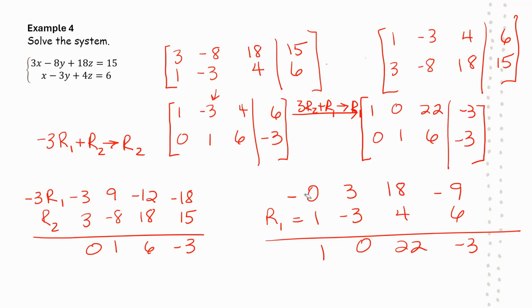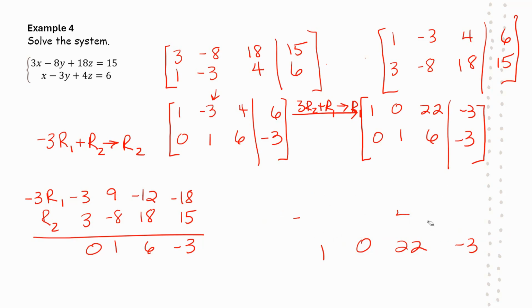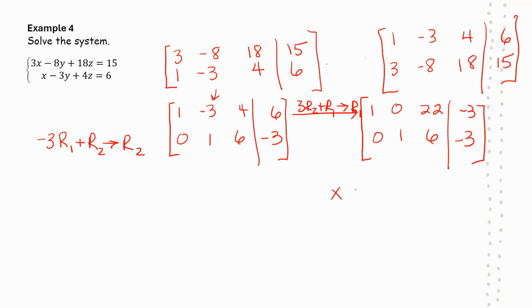So that's really about as far as we can go with that one. If we go ahead and write the equations that we end up with, we've got x plus 22z equals -3, and we have y plus 6z equals -3. And if we want to write the solution set, we can solve for x and y just like we did last time.